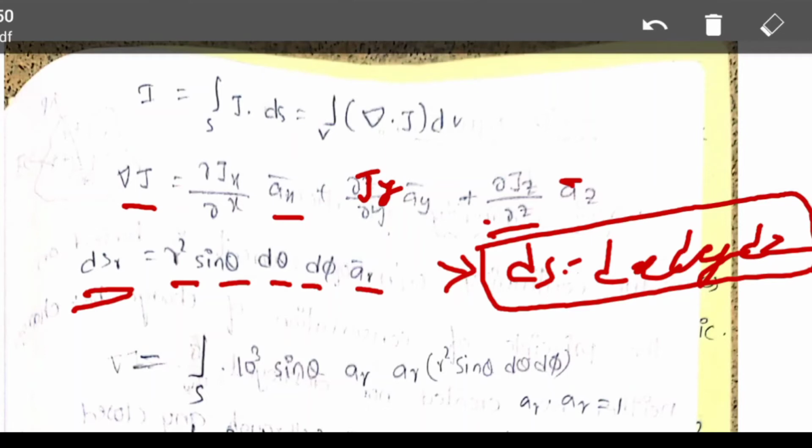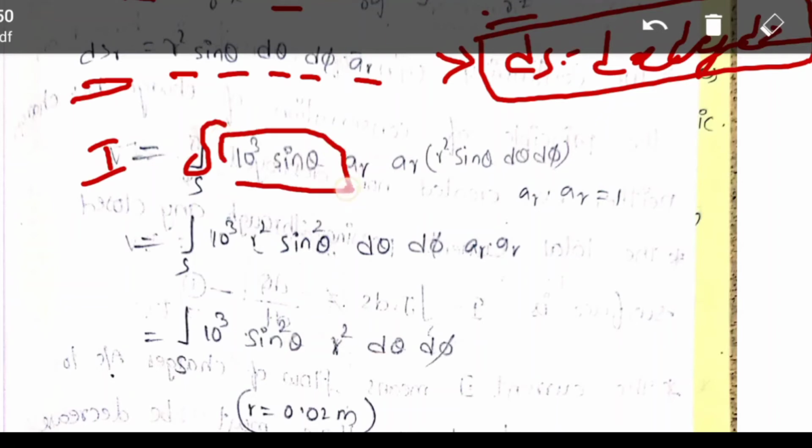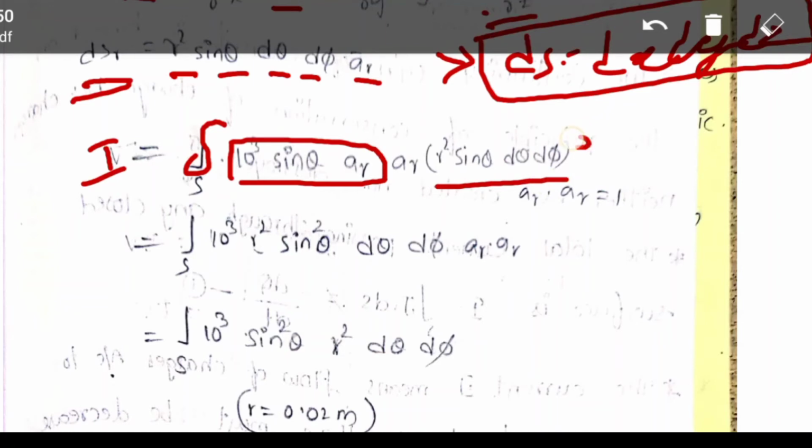Now we substitute this in the formula: current I equals surface integral J dot ds, where J bar is given as 10 cube sin theta AR. This is already given. The ds in AR direction is given by r square sin theta d theta d phi AR. It is a dot product, and AR dot AR is 1.